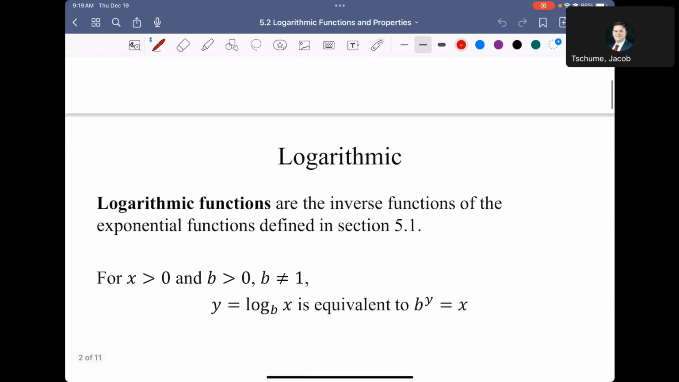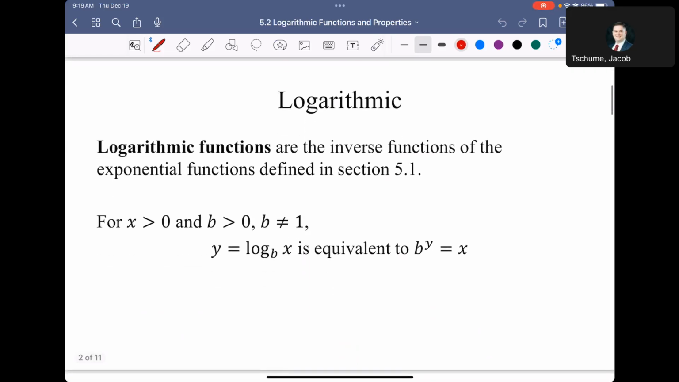So for those who've never heard of this or want a refresher on it, knowing what a logarithmic function is is our first topic. A logarithmic function is the inverse function of the exponential functions that we just looked at in the past video.